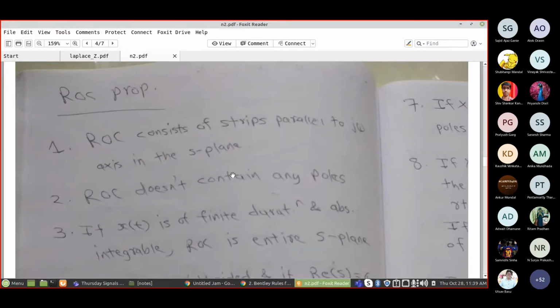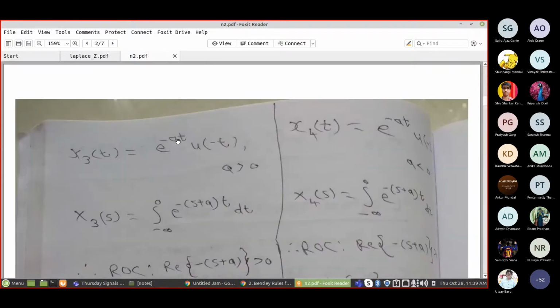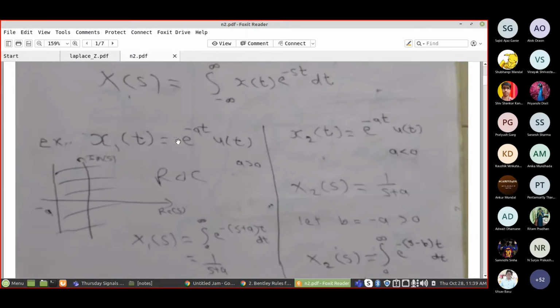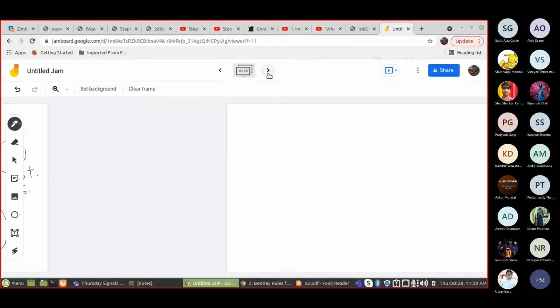So, you have just explained before. We have seen this, right? If it is causal, then everything to the right of this, because we want S plus A to be positive. Even if you have negative A, in that case you want this S minus B to be negative. Okay, so let me explain this property. Suppose my signal is right sided, so X is causal.